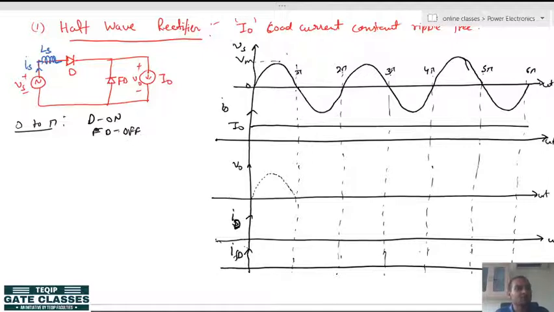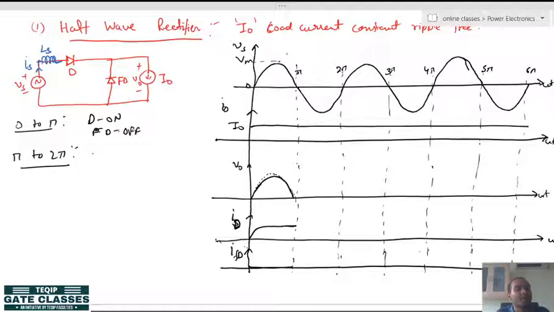Now what will happen? Here you can assume that the diode has turned on instantly, but the source inductance does not allow the current to rise immediately. So the diode current will go like this, and then it will become constant. No problem with this. Now what is the freewheeling diode current in this duration? It is 0. So we are getting the output like this for the first half cycle.